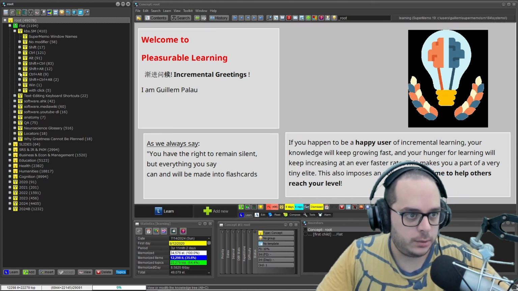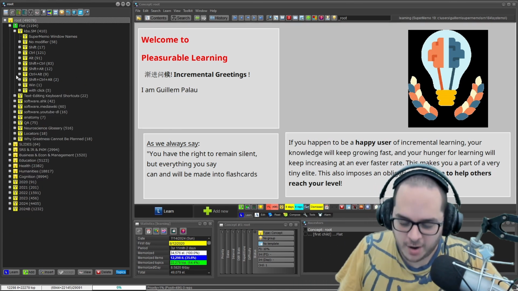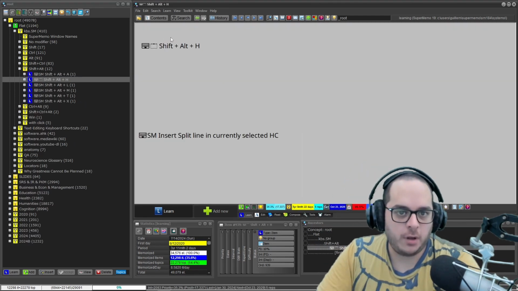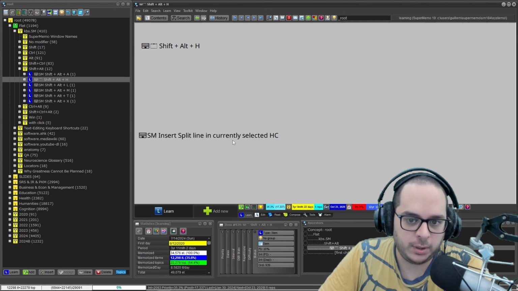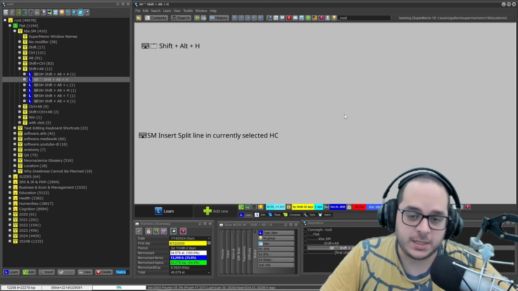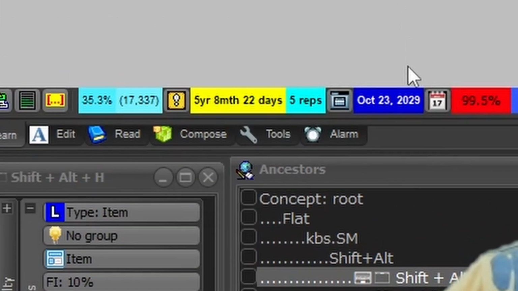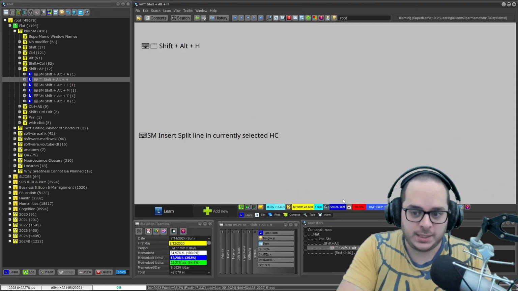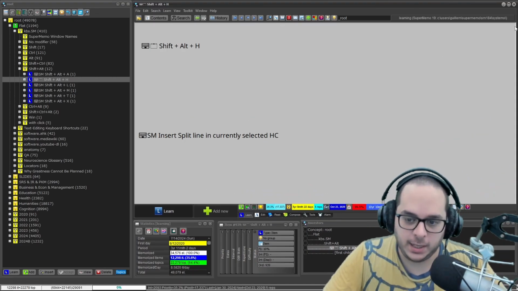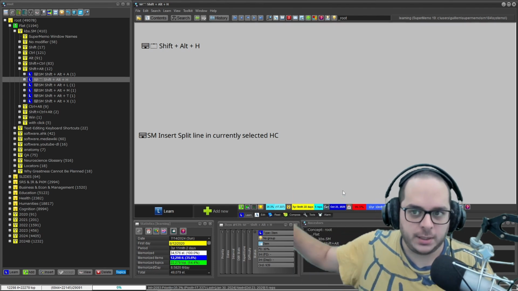It's Control-Alt. There are only 9, so it's super easy. Again, oh my god, it's not Control, it's Shift-Alt. So what Shift-Alt-H does is insert a split line in the currently selected HTML component. Nice. That is scheduled, look at this, October 23rd, 2029. That means that from yesterday, July 13th, 2024, until that day, there are slightly more than 5 years. I will have lapsed this key binding.